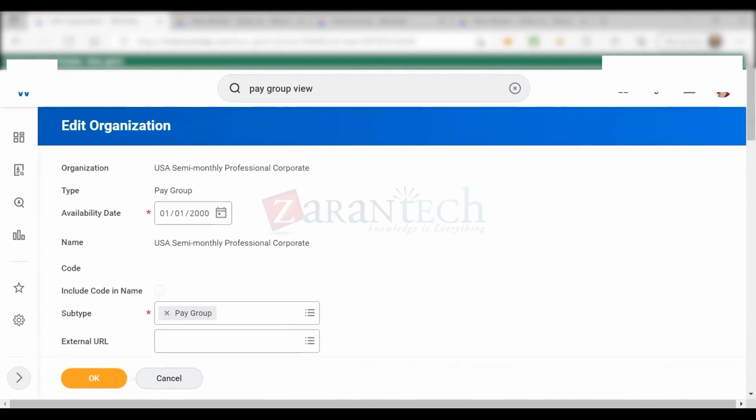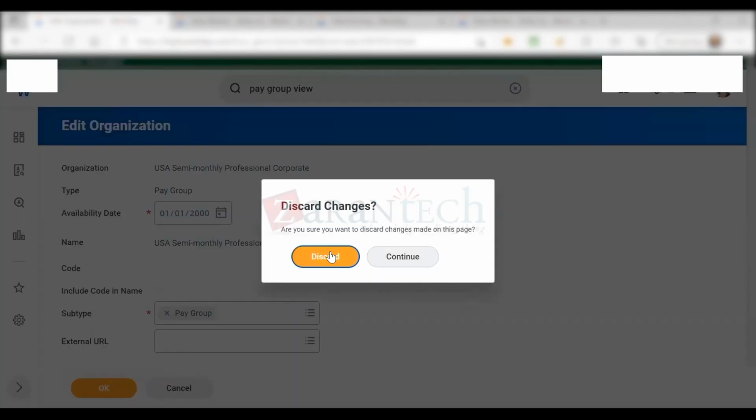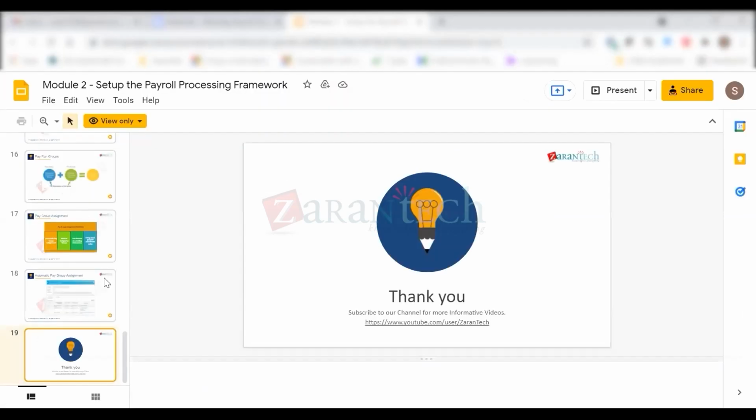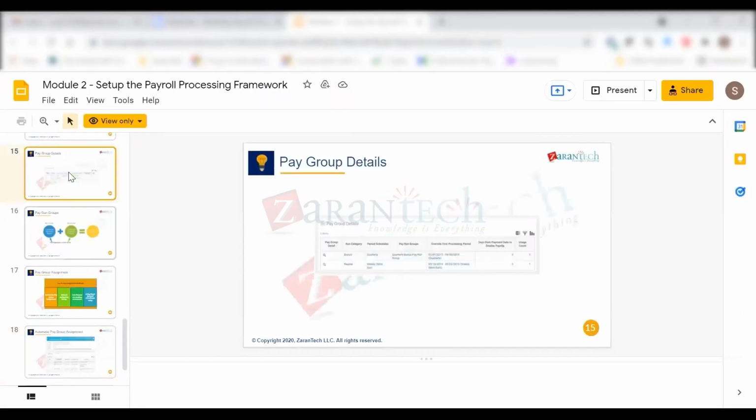There is one more important thing which I would like to cover, which is security. Now we did everything. So detail will give you what is my pay group start date, what kind of pay, what is the organization type, visibility. So visibility is very important. There are four values under visibility. Visibility means who can see what pay group an employee is in. And the 4 options we have are these.